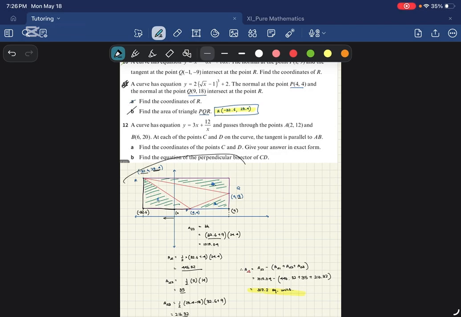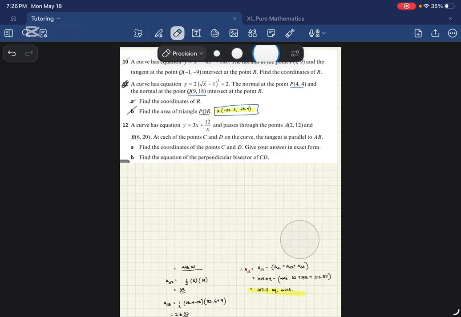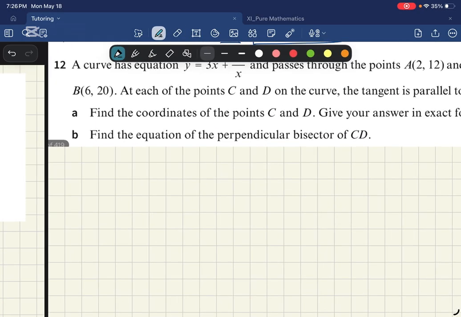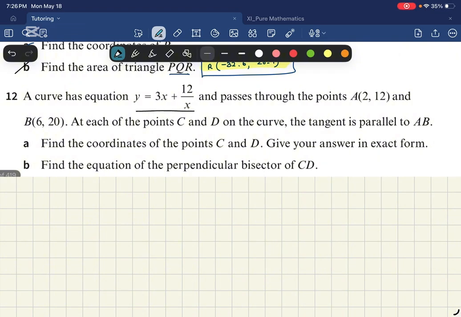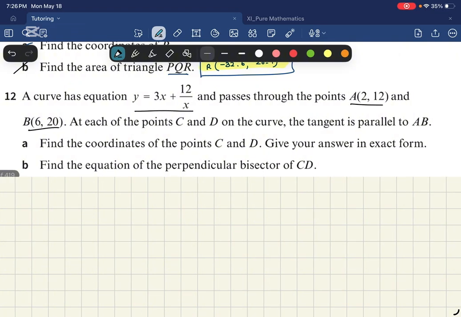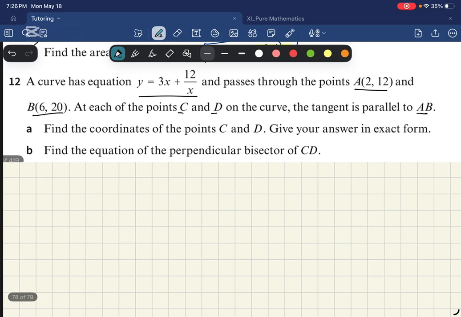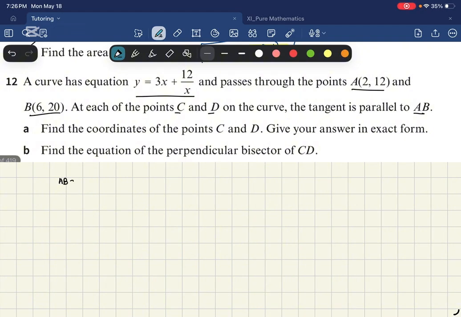Let's erase this. Question 12. So a curve has this equation and passes through these 2 points. So we have points C and D on the curve. The tangent is parallel to AB. So now let's find AB, the line AB.